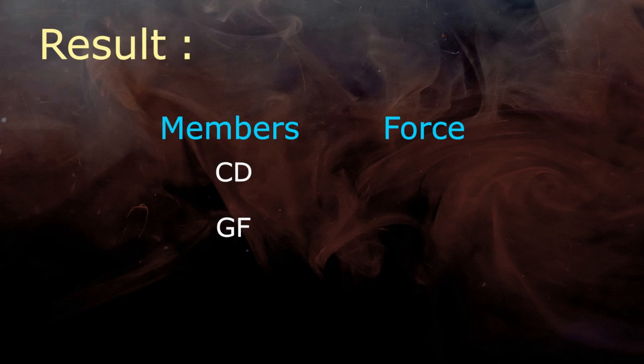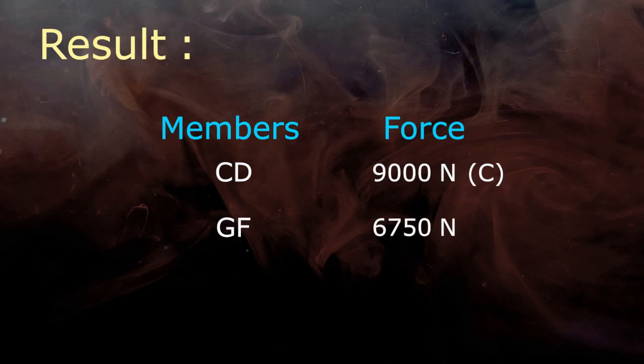In the problem statement, it is asked to find forces in members CD and GF. So the force in CD is FDC, that is minus 9000 Newton. As we have assumed that the direction of all the forces is tension, a negative value here indicates compression. So simply remove the negative sign and write compression, or C, instead. Similarly, the force in member GF is 6750 Newton, which is positive. So the assumed direction, tension, is correct.